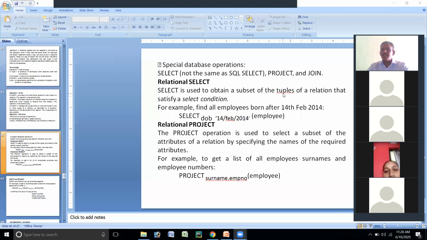The select is used to obtain a subset of the tuples. It means there is a tuple, there is a record. Based on your condition, you get the information about those tuples, maybe some attributes or all the attributes. Based on the condition, you get the particular view. For example, to find all employees born after 14th February 2014. The question is, we want to display the employees who are born after 14th February 2014.